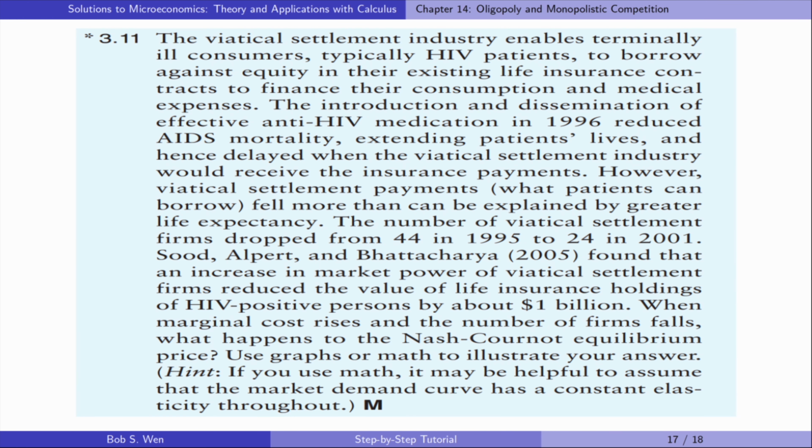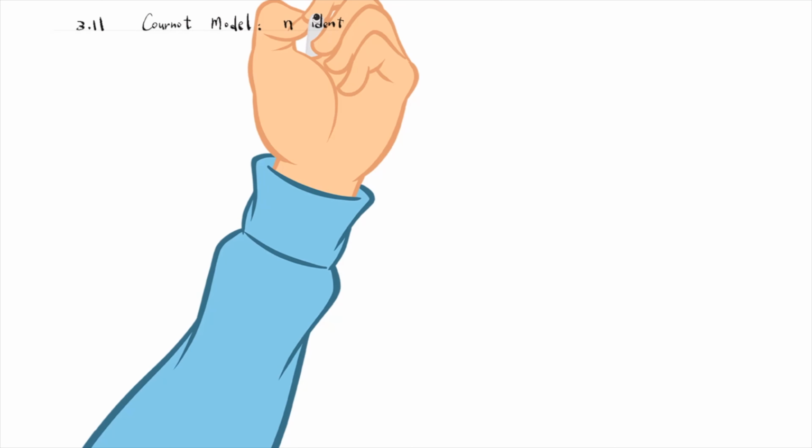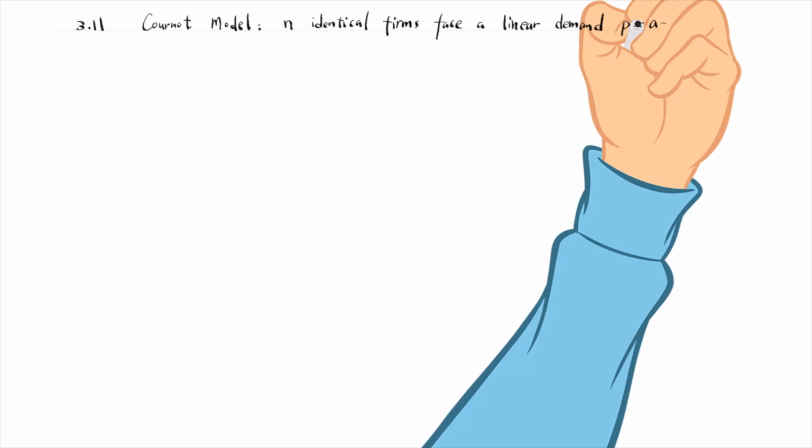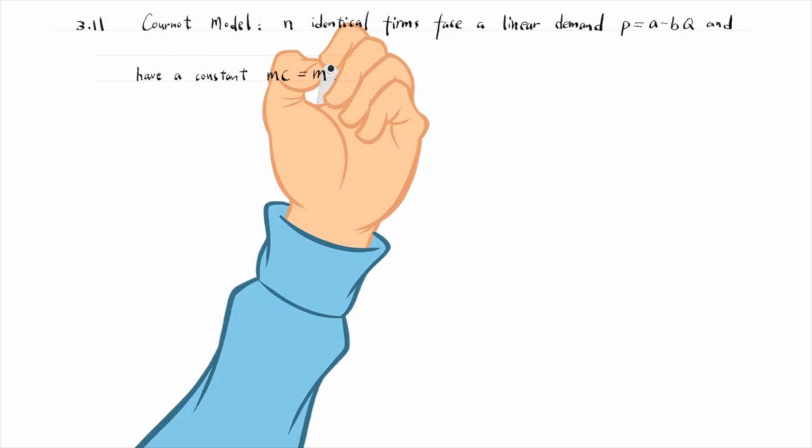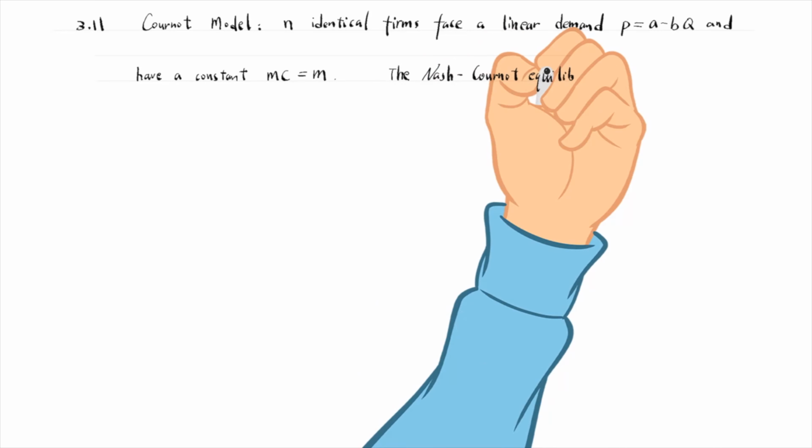Let's solve exercise 3.11. It is about how the marginal cost and the number of firms change the Nash-Cournot equilibrium price. In previous exercises, we have derived the Nash-Cournot equilibrium price for a Cournot model with n identical firms who face a linear market demand and have a constant marginal cost.